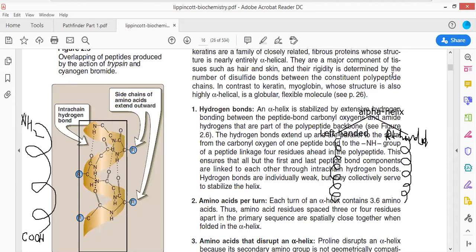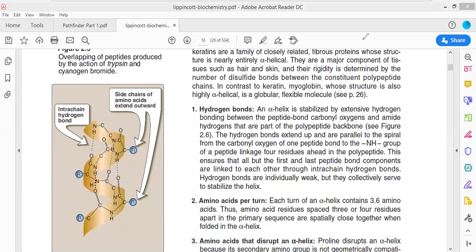Now, please just give me a second so that I can remove all these annotations. I'm clearing all the drawings. Now, this is the alpha helix that you have seen.